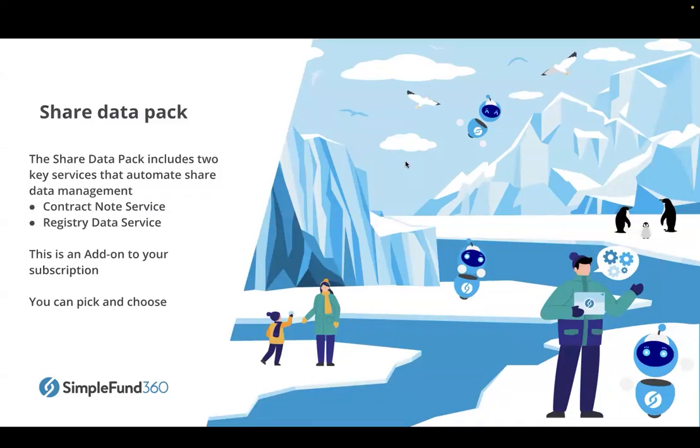Hopefully, I can clarify that for you today. So the shared data pack is essentially an add-on to your Simple Fund 360 or Simple Invest 360 subscription. And within that add-on pack, you get access to two data feeds, which is your contract note service data feed and your registry service data feed. So again, it's an add-on to your existing subscription. So it's something you have to pay for to add on.